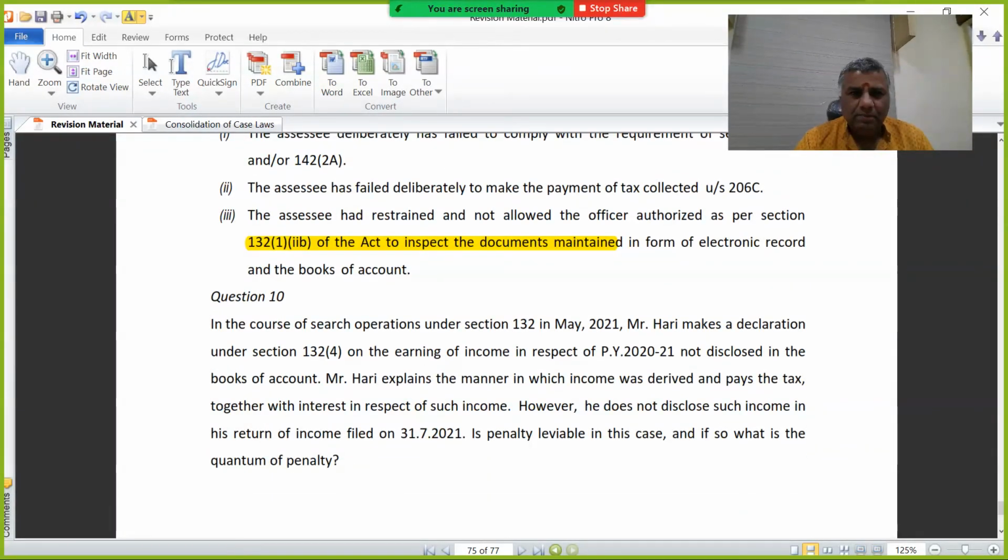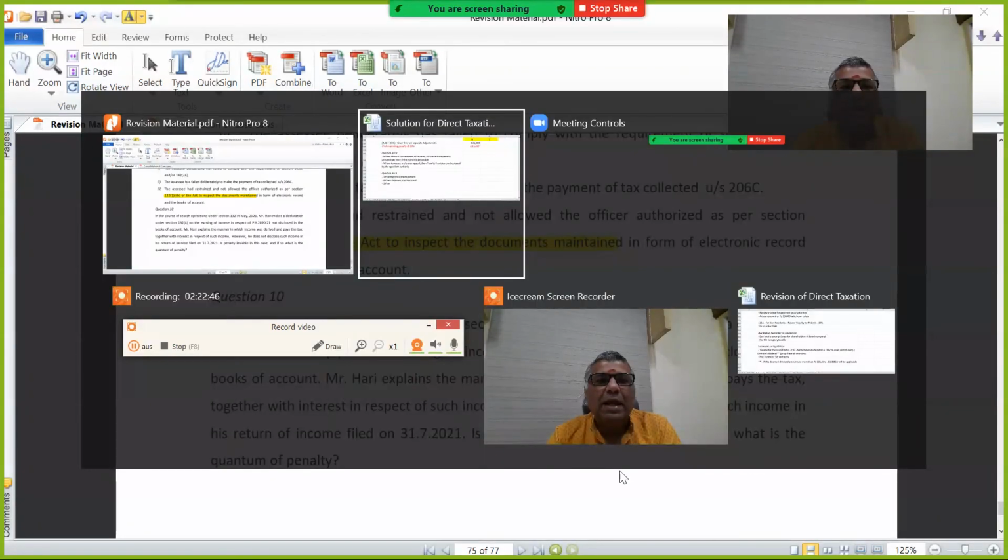270A, the question. Question number 10. In the course of a search operation under 132, Mr. Hari makes a declaration under section 134 on earning income not disclosed in the books of account. Mr. Hari explains the manner in which the income was derived and pays tax together with interest. However, he does not disclose such income in the return of income filed on 31/7. Is penalty leviable? Here we are talking about the 271AAB penalty.